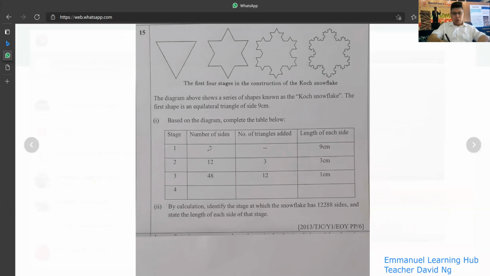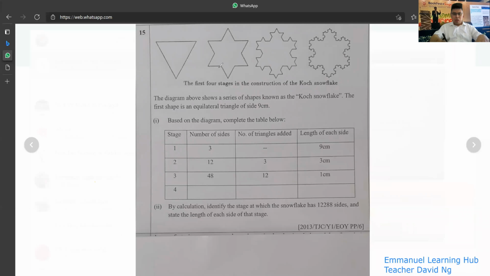So you have stage 1, number of sides is 3 sides. Number of triangles added. Okay, there's no triangles added. This one is saying number of triangles added, not number of triangles. So there's no additional triangles added. Therefore, it's a dash here. And length of each side is 9 cm.